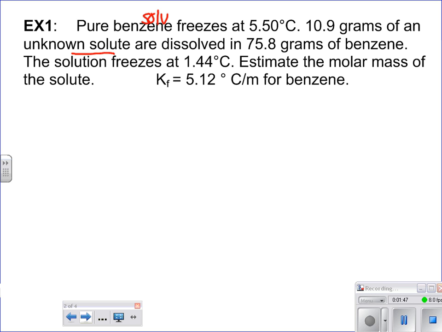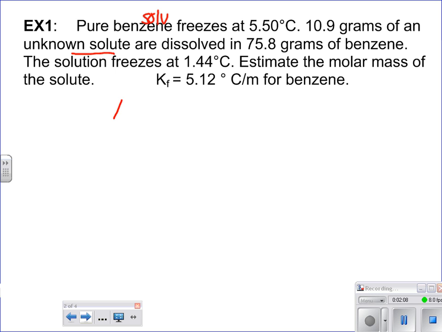So here we have our solvent, and we have an unknown solute that we need to figure out. We know that it is dissolved in so many grams of benzene, and we know the grams of the solute as well. Now our new solution, once we put that solute into the solvent, doesn't freeze at 5.5 degrees Celsius anymore. Instead it freezes at 1.44 degrees Celsius. So what we want to do is determine the molar mass of the solute.